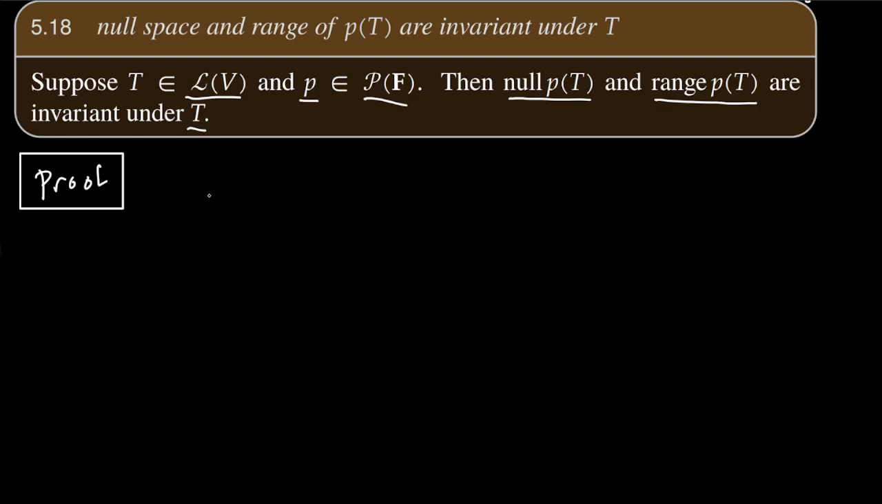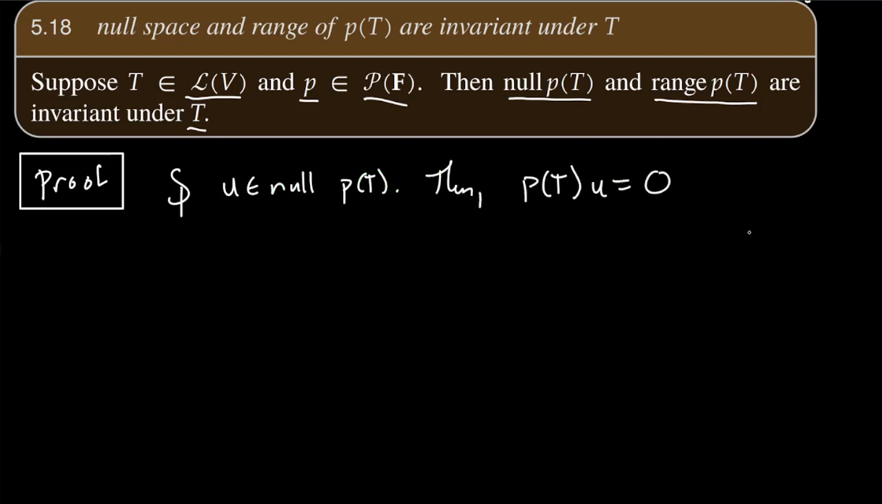Okay, let's think about what's going on. Suppose that u is in the null space of p of t. Then p of t applied to u is 0. Thus, p of t applied to tu is equal to t times p of t of u. Why is this true?